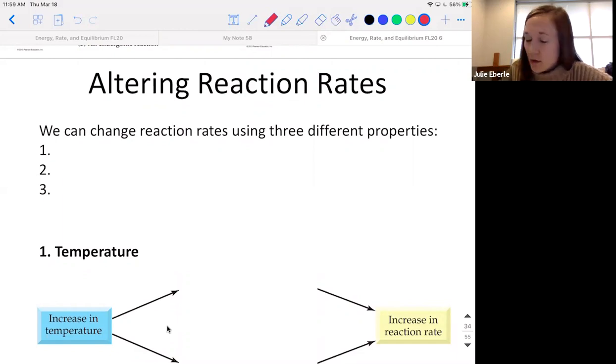But we can manipulate rates using 3 different things. Number 1, temperature.